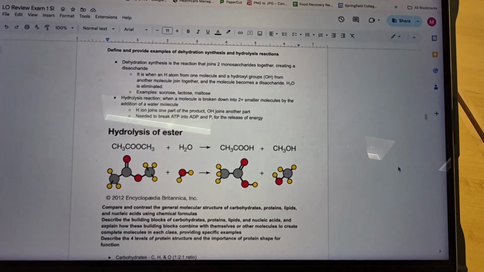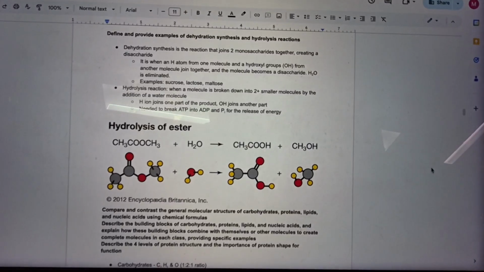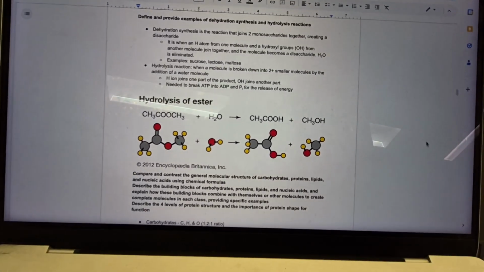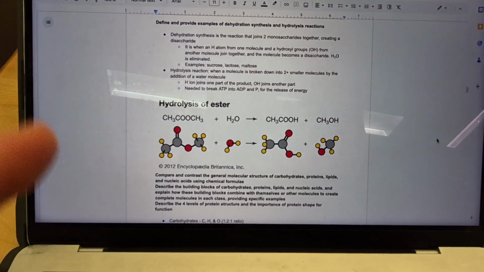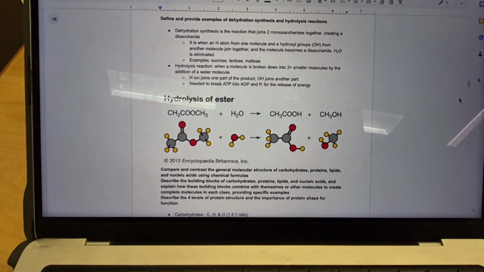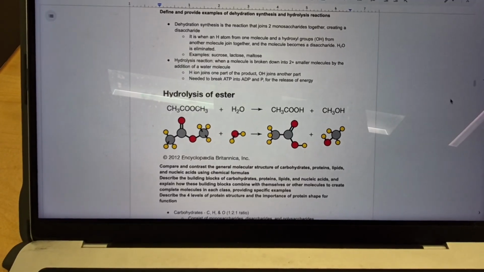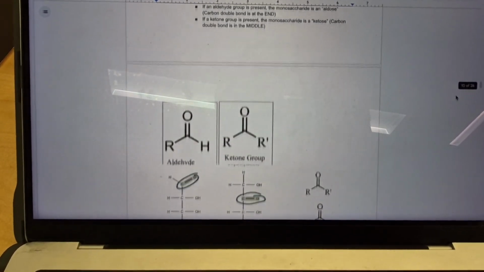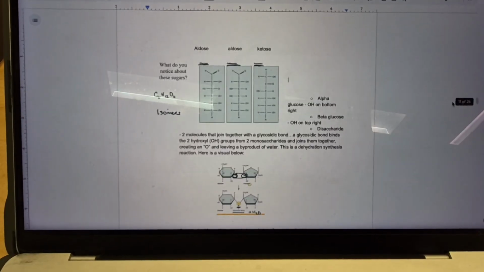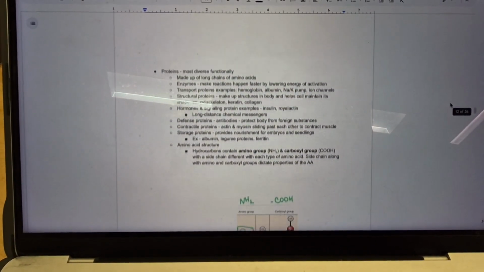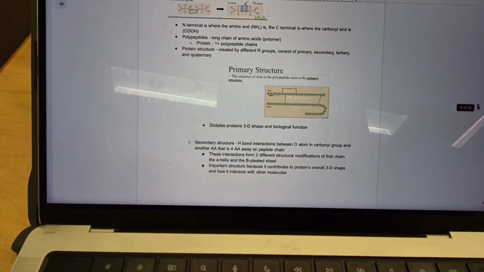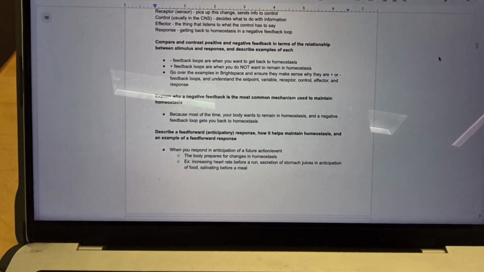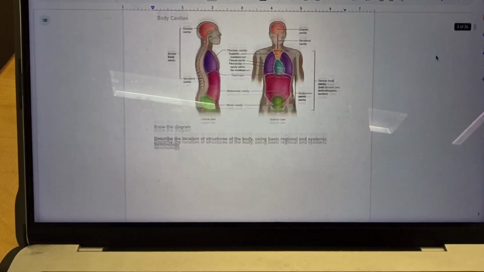For the rest of the LOs, starting with define and provide examples of dehydration synthesis and hydrolysis reactions from the first exam, I'm going to link this document in the description, and this basically starts on page 11, and goes into the rest of the LOs that were on the first exam. So you can take a look at that for a breakdown of each LO after this one, and you can also view the previous LOs, which are in wording above page 11 as well.